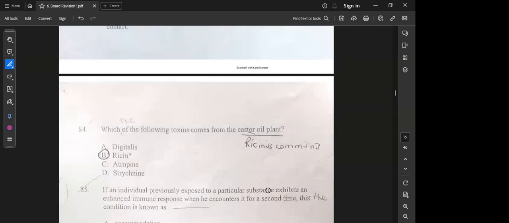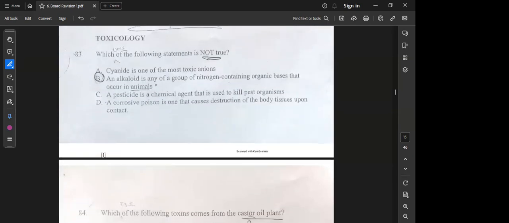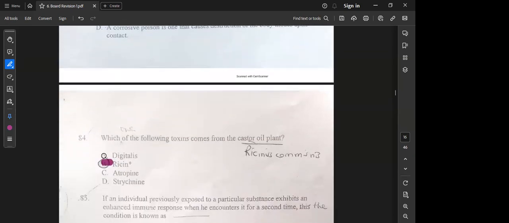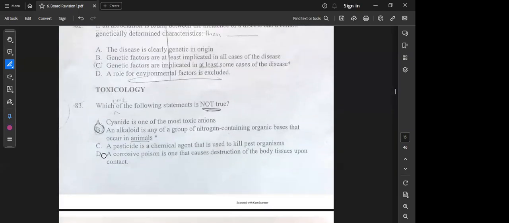Which of the following toxins come from the castor plant? Ricinus communis. Ricin, yeah. You can go on, unless somebody has a question.